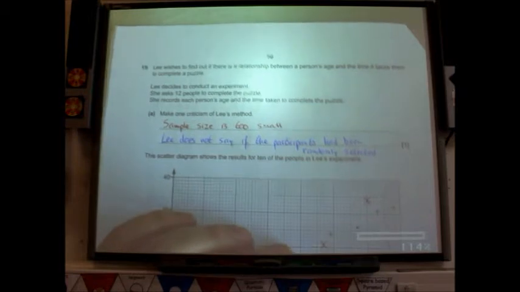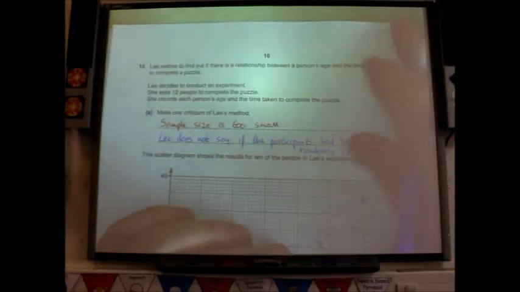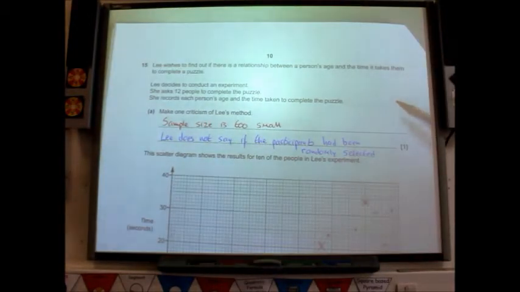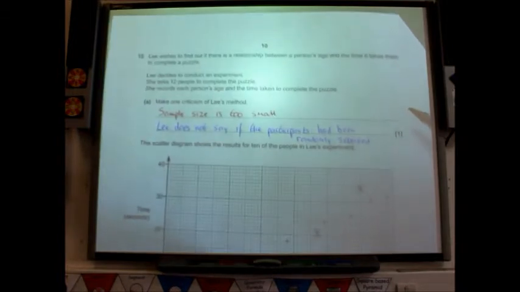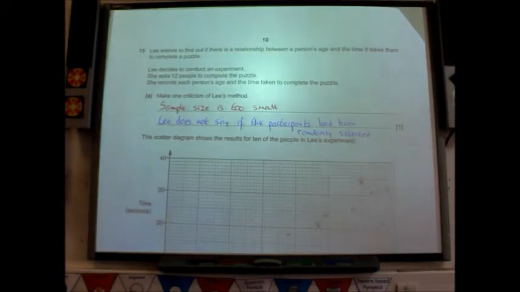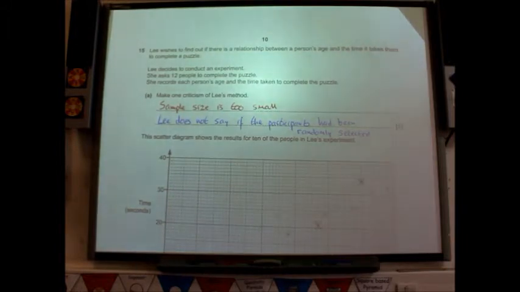Question 15. Lee wishes to find out if there's a relationship between a person's age and the time it takes them to complete a puzzle. So Lee decides to conduct an experiment. She asks 12 people to complete the puzzle. She records each person's age and the time taken to complete the puzzle. So we get the idea of what she's doing. It sounds fairly straightforward. We don't know what the puzzle is. I don't think it matters too much.